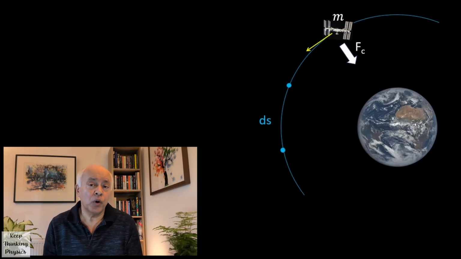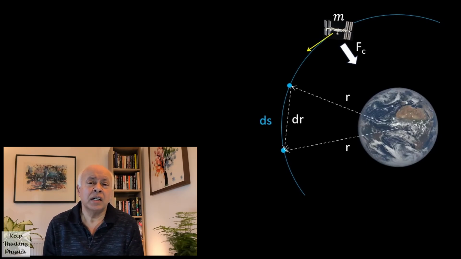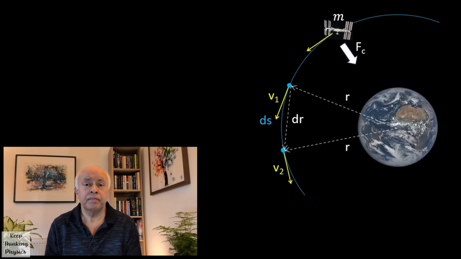Now, let's say there are 2 points along the orbit, and the orbital distance between them is ds. We can draw a triangle where 2 sides are the orbital distance r, and the straight line distance between the 2 points is a small distance, which we can call dr. And we can say the velocity of the ISS is v1 at the first point and v2 at the second point. In the following discussion, we are going to consider the case of a very short distance along the orbit, and we call this distance ds. And we will also look at a very short interval of time, which we will call dt.